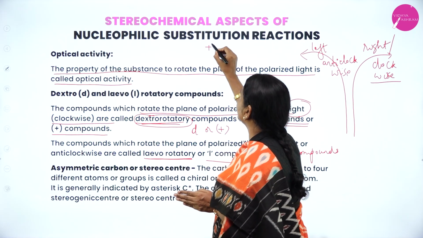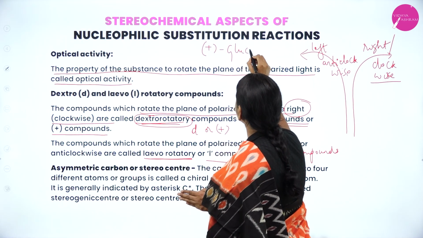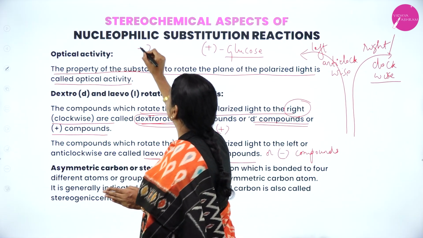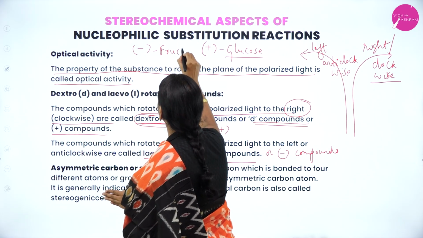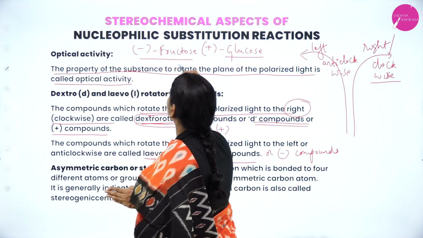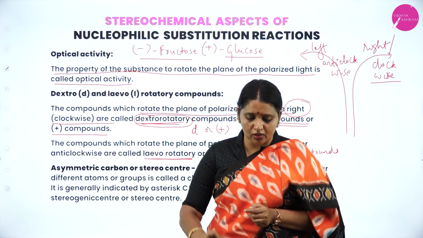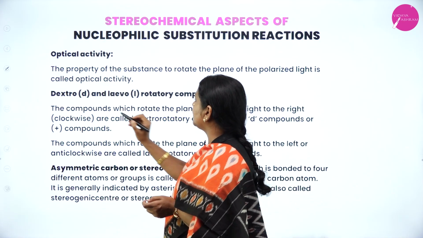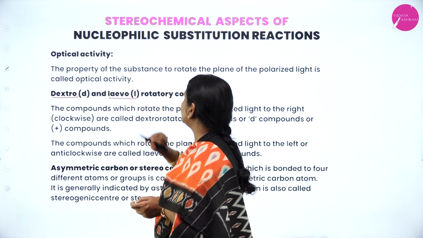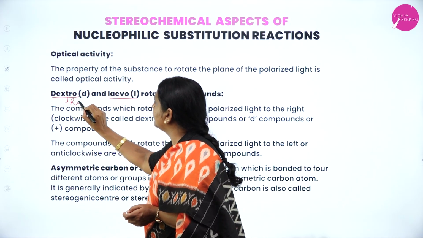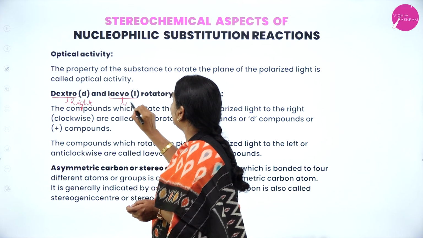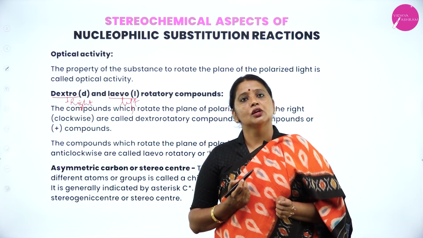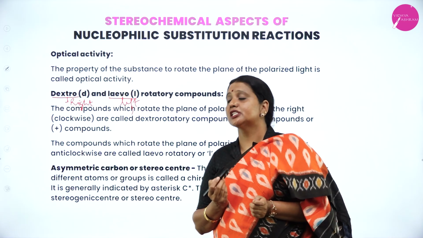Therefore, two terminologies or notations are very, very important in stereochemistry, dextrorotatory as well as levorotatory. For example, if I write plus glucose, it indicates glucose is dextrorotatory. If I write minus fructose, fructose is levorotatory. Once again, my dear student, dextro is right, levo is left.